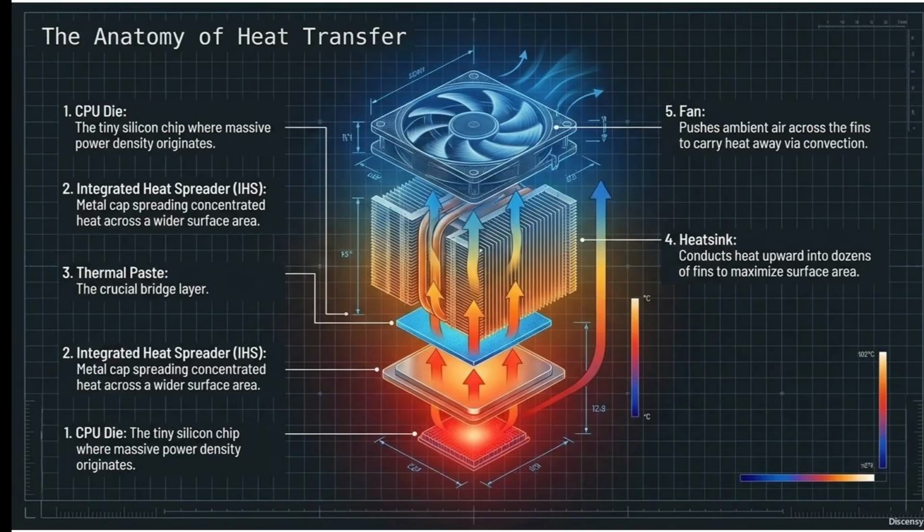The anatomy of heat transfer. Let's start from the first point, which is the CPU die, the tiny silicon chip where massive power density originates. As we know, the CPU is the main processing unit within the laptop, which is always running. Integrated heat spreader: a metal cap spreading concentrated heat across a wider surface area. So it widens the range of the heat so that it dissipates. Thermal paste, the crucial bridge layer.